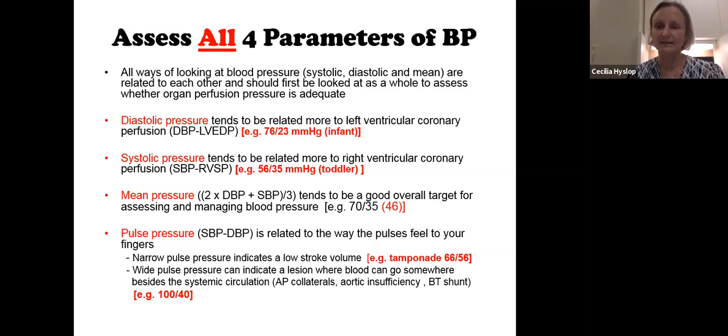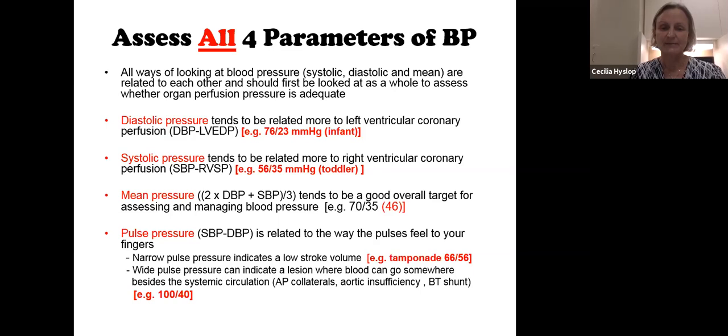70 plus 2 times age in years would be the minimum that it should be. So 5% of children, or the 5th percentile, will have a blood pressure of 70 plus 2 times age in years. But 95%, if it's lower than that, that is not normal.